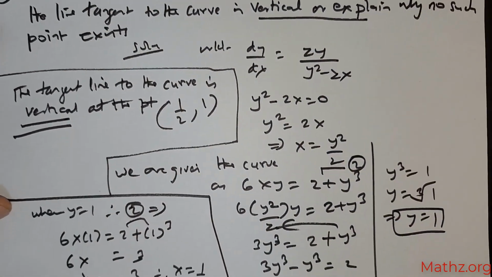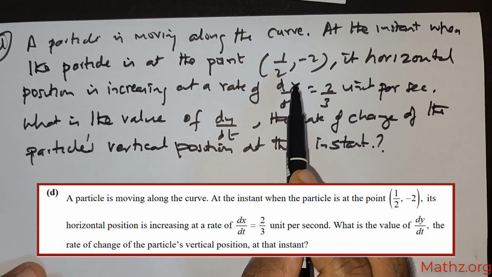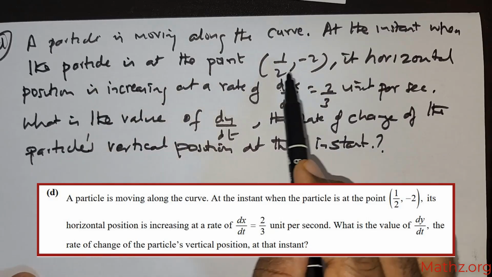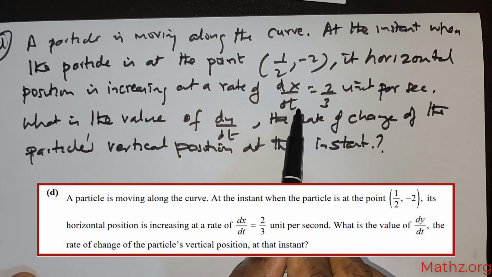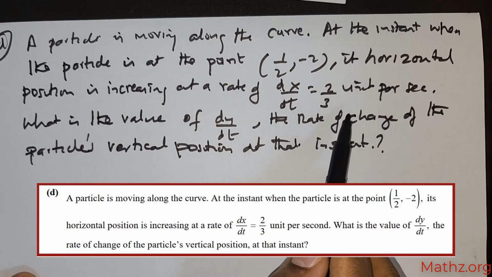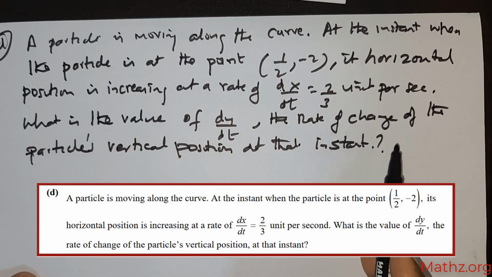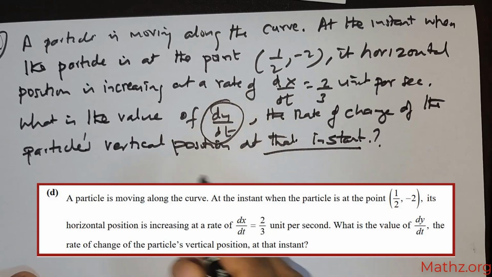Okay, we move on. Okay, so this is the last question. A particle is moving along the curve. At the instant when the particle is at the point 1/2, -2, its horizontal position is increasing at the rate of dx/dt is equal to 2/3 units per sec. What is the value of dy/dt? The rate of change of the particle's vertical position at that instant. So we are expected to find this.